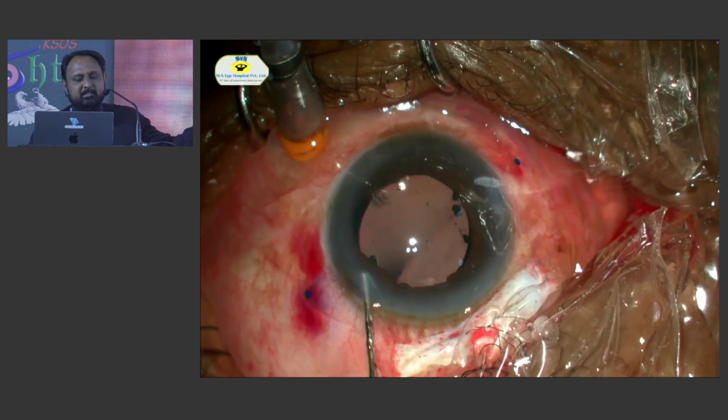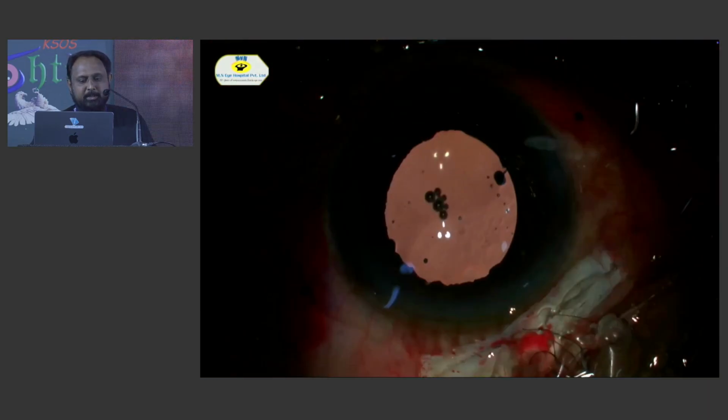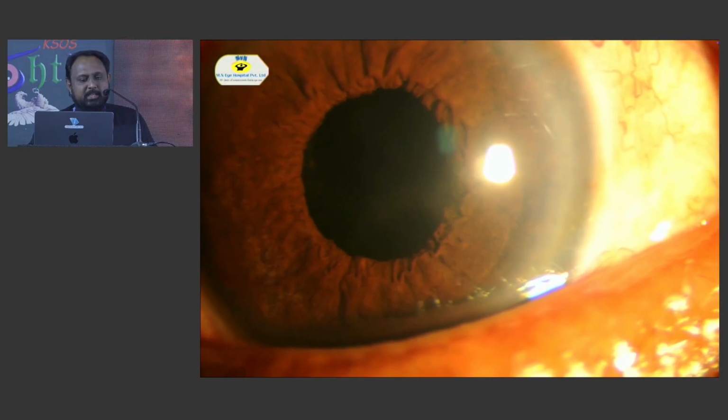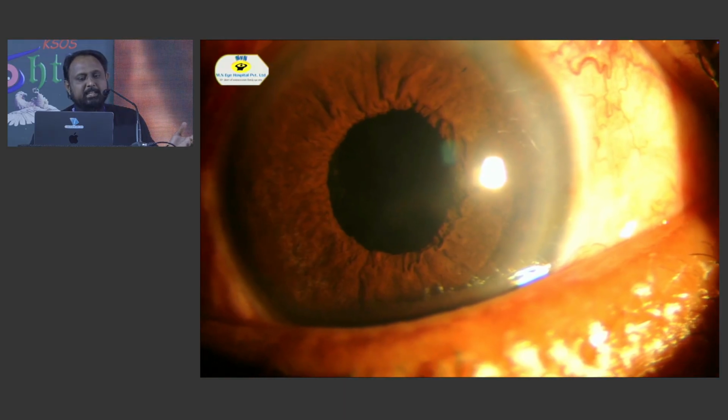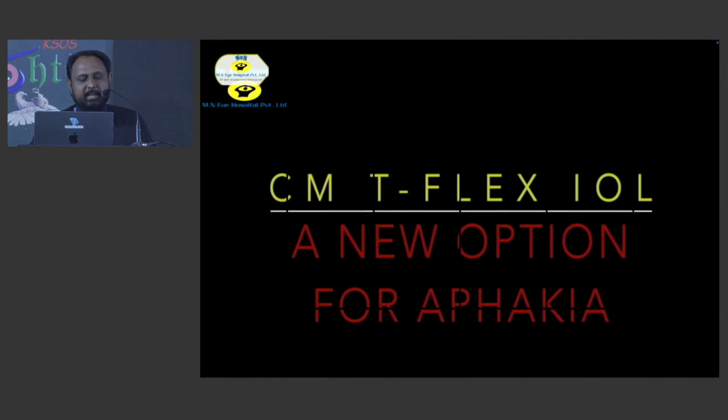So once that is done, it's a relatively easy method of doing a type of secondary IOL, and you have good centration and good results with this. But again, with these two, you have to have a scleral tunnel, extend the wound and do a secondary lens. So moving on, the CMT Flex IOL, a new option for aphakia.